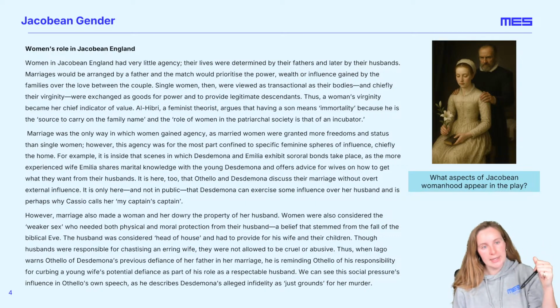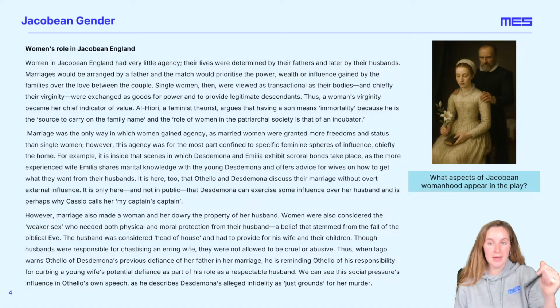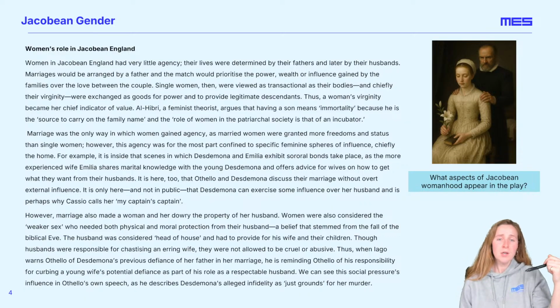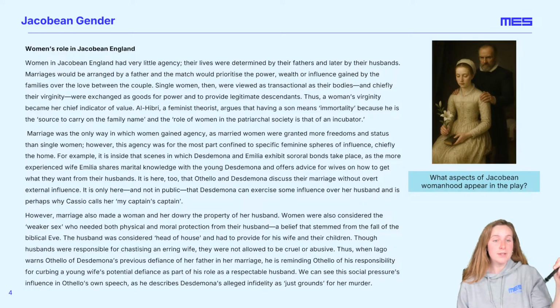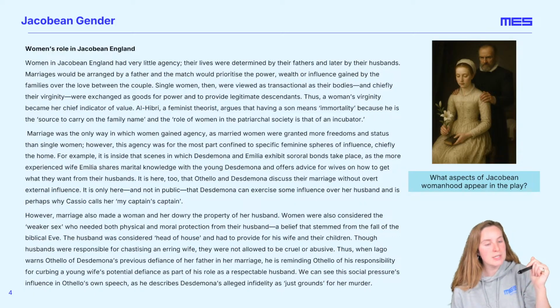Women in Jacobean England had very little agency. Their lives were determined by their fathers and later by their husbands. Marriages would then be arranged by a father, and the match would prioritize the power, wealth, or influence gained by the families over the love between the couple. Single women, then, were viewed as transactional, as their bodies, and chiefly their virginity, were exchanged as goods for power and to provide legitimate descendants. Thus, a woman's virginity became her sole indicator of value.